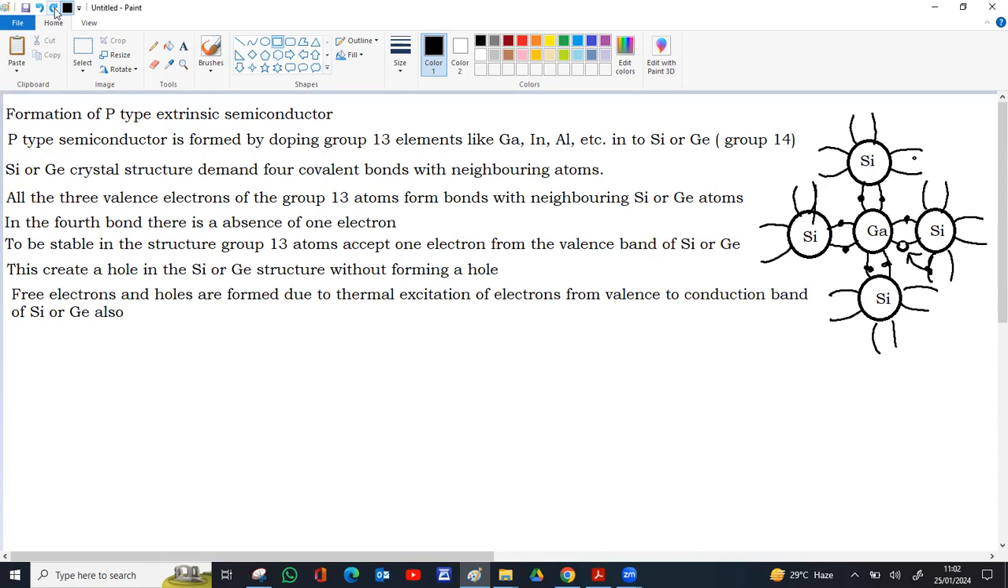Then free electrons and holes are again formed due to thermal excitation of electrons from the valence band to the conduction band of silicon. That creates an equal number of free electrons and holes. The group 13 only creates holes. So holes are formed in 2 different ways: by normal thermal excitation in the silicon or germanium structure and by the absorption of electrons by the group 13 atom. So the holes will be the majority carriers compared to the free electrons. Free electrons will be the minority in p-type semiconductor. That means NH will be greater than Ne.